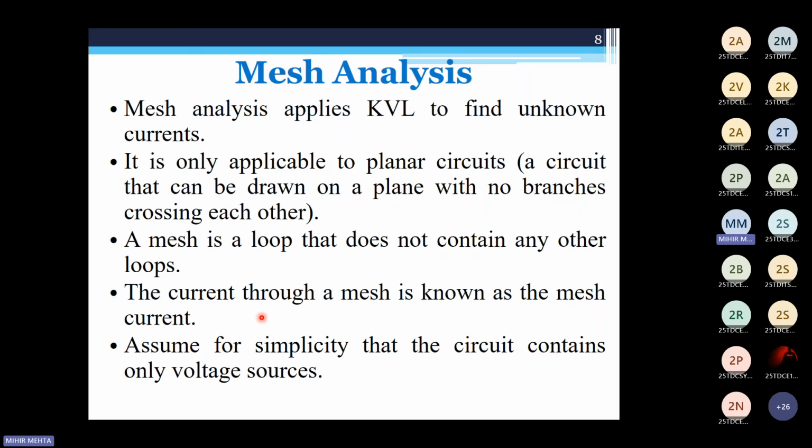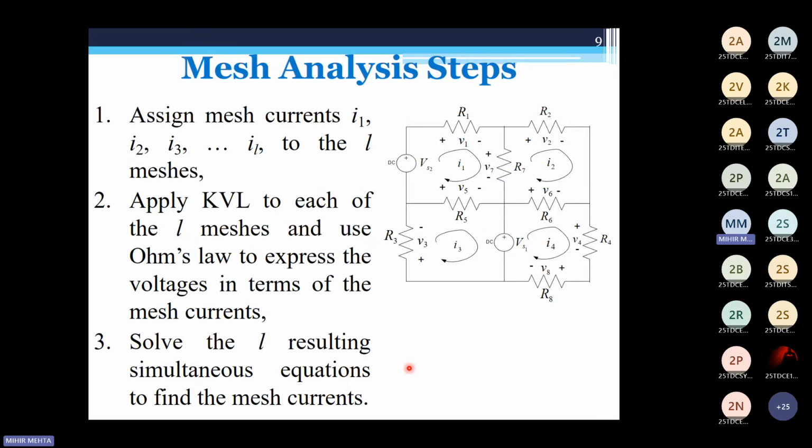And assume for simplicity that the circuit contains only voltage sources. So here we are not talking about any current sources. If at all a current source is given to you, you need to convert that to a voltage source, which makes it easier for calculation. So again, now let us understand how we solve this.